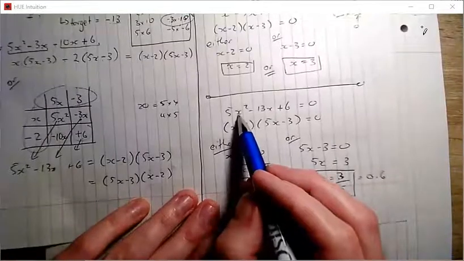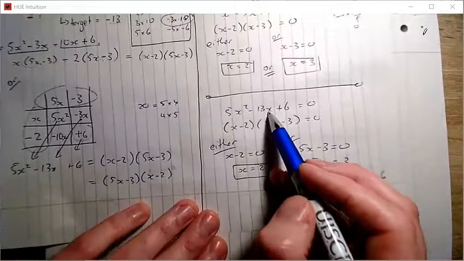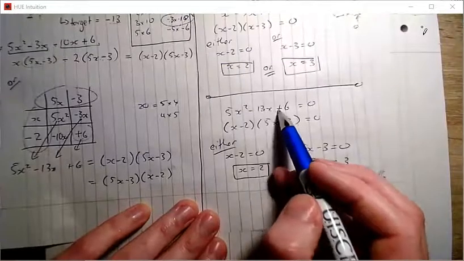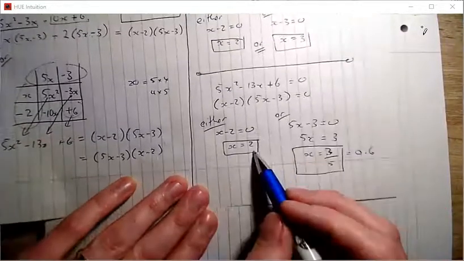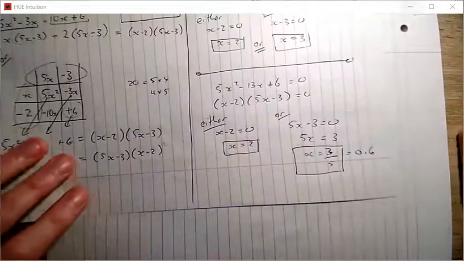2, plug that in. 5 times 2 squared is 4, so that's 20. Take away 3 times 2, take away 26, makes negative 6, plus 6 gives 0. So 2 is one solution. You can plug 0.6 in on your calculator there and get another solution as well.